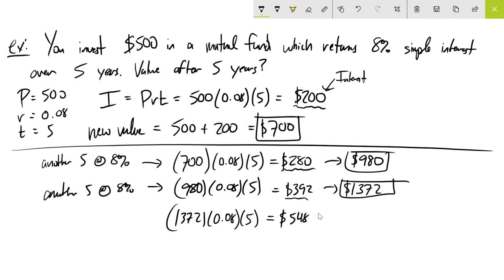Is it 548? Yeah. And so now how much money do you have? 1920? Is that what that adds up to? 1372 plus 548? Did I get that? 1920. Right? So by reinvesting the money, now we've gone through 4 cycles. And so in the first cycle, you don't necessarily realize a lot of profit, but then every cycle after that, your profit goes up and up and up. And so your initial $500 after, what is that, 20 years is now worth $1,920.